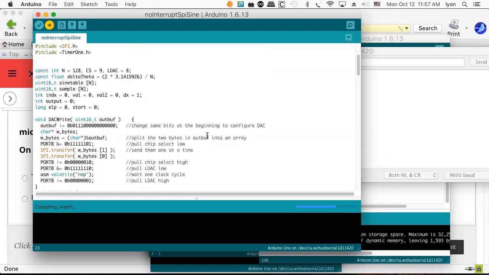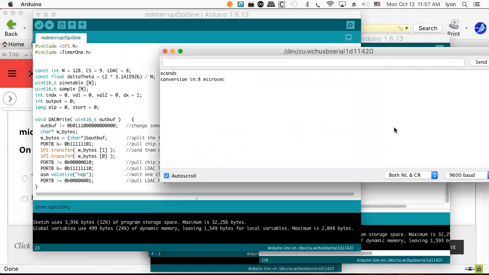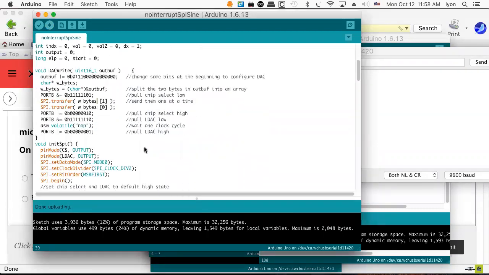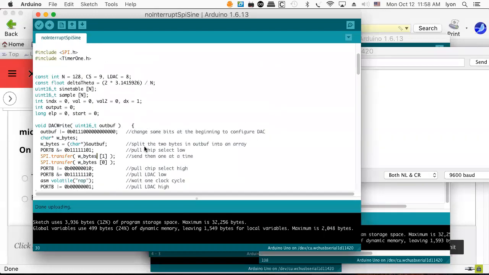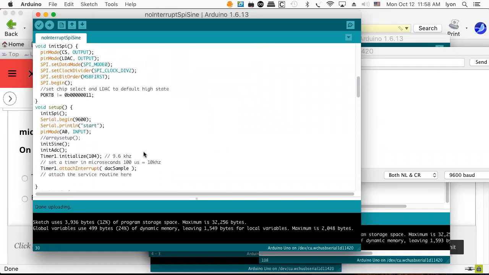I don't think that's going to change the rate at which this runs. The printing is so slow, it probably got interrupted by the A to D converter. So there we go. It's running really fast. Now, if I wanted to, I could probably change the rate, right? So, 8 microseconds, very fast.